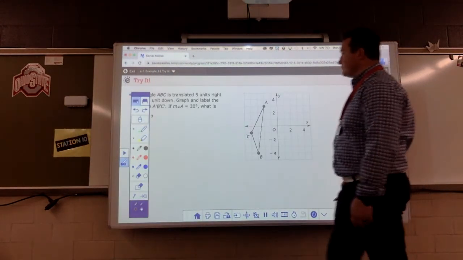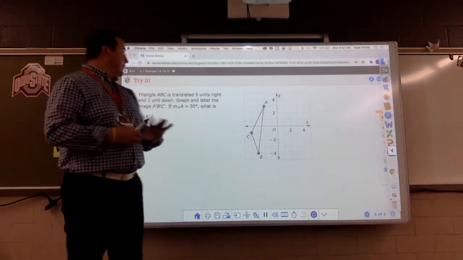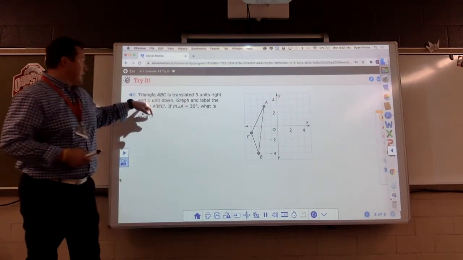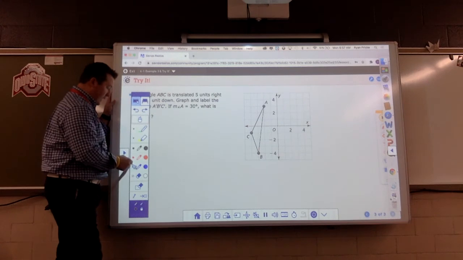All right, I think we get to do one of these. Triangle ABC, there it is right there. Translated 5 units right, 1 unit down. Graph and label the image. We can do that.